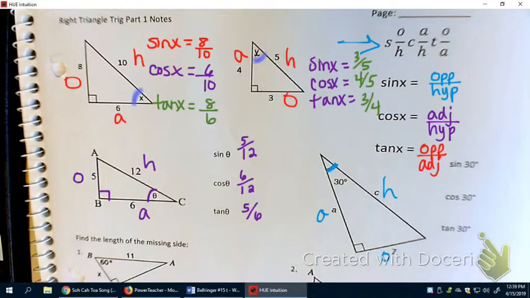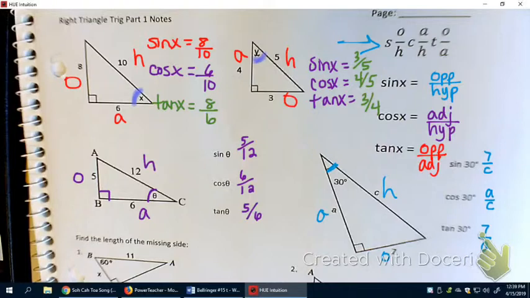Okay, so sine of 30 is opposite over hypotenuse, so 7 over C. Cosine of 30, adjacent over hypotenuse, so A over C. And then lastly, tangent of 30 is 7 over A.